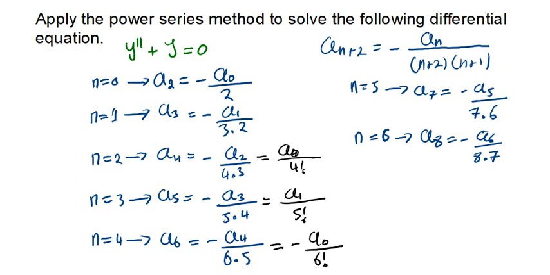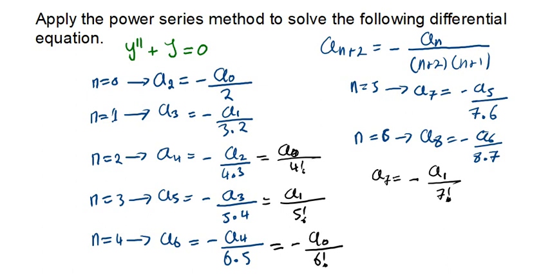So what about a sub 7? A sub 7 we're going to substitute with a sub 5. Our a sub 5 is a sub 1 divided by 5 factorial. So a sub 7 is equal to minus, what is my a sub 5? A sub 5 is a sub 1 divided by 5 factorial, but I have my 7 and 6, so it's just 7 factorial, like that.